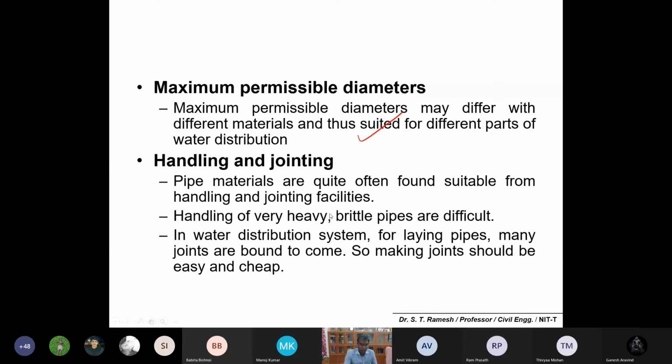Pipe materials are quite often found suitable from handling and joining facilities. Handling of very heavy brittle pipes is sometimes very difficult. In water distribution systems, for laying of pipes, many joints are bound to come, so making joints should be easily done in a particular pipe, and the connection should also be very cheap. So please make a note on these points also. Maximum permissible diameter, and they should be capable of being handled and joined very easily, and at the same time in a very economical way.